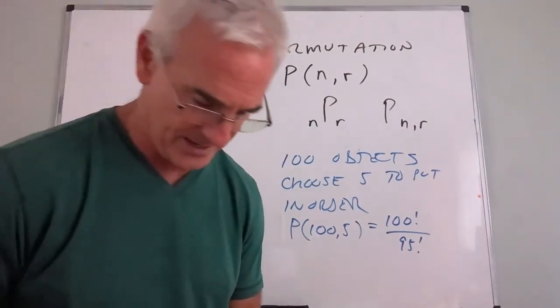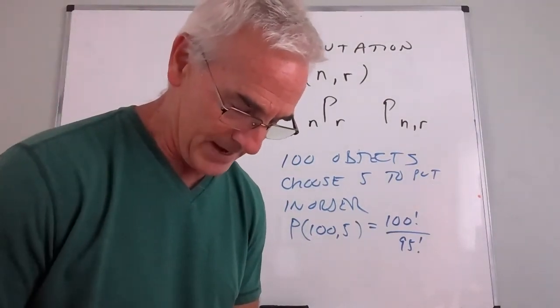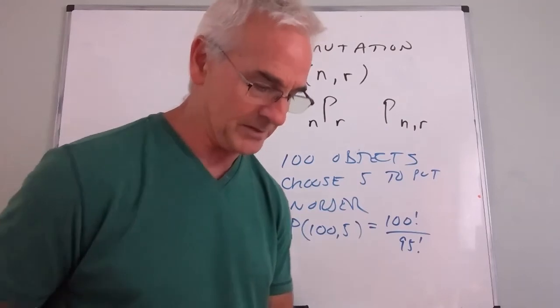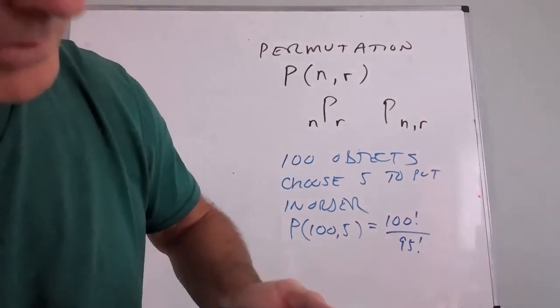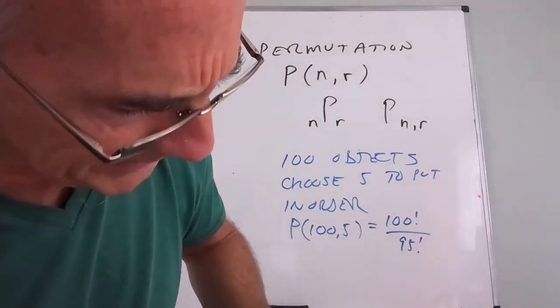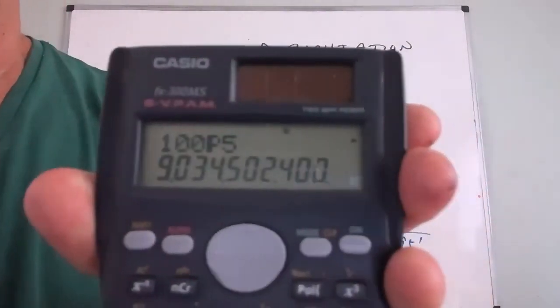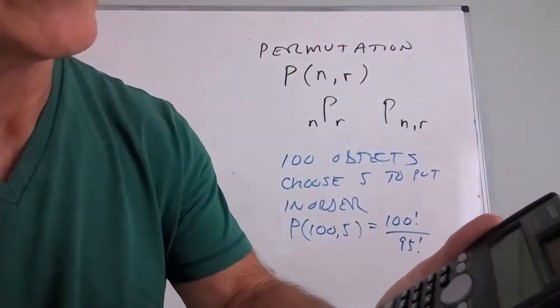I'm going to do this right now on my calculator. On my cheap handheld calculator, I'm going to do this. And the answer, so I can't read my answer. My answer is right here. I'm trying to read that. How many?